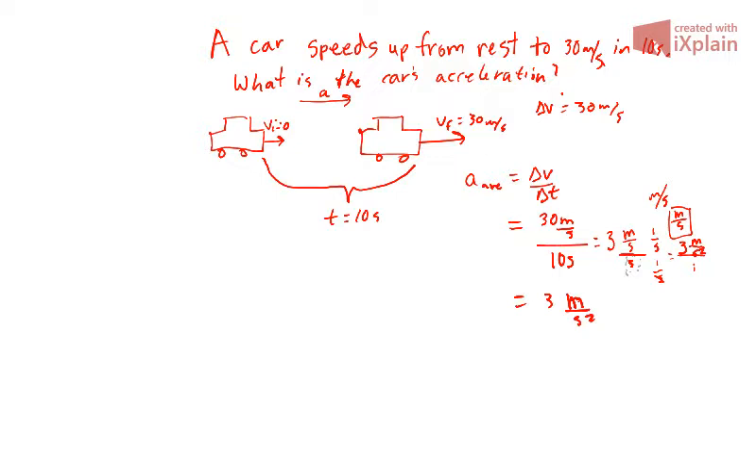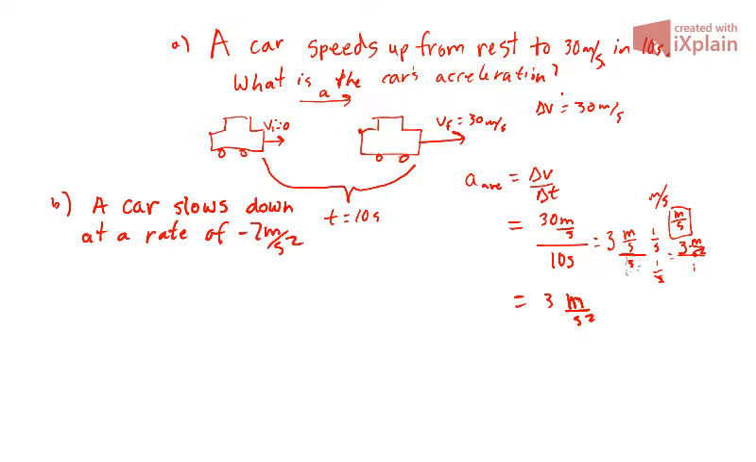Alright, let's try another one. A car slows down at a rate of -2 meters per second squared in 20 seconds. How much did this car slow down?